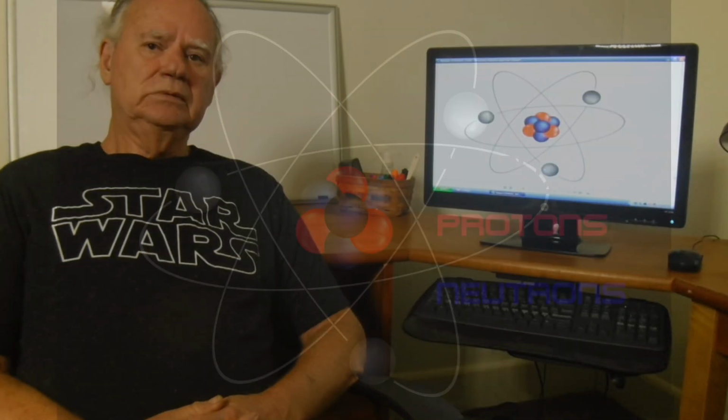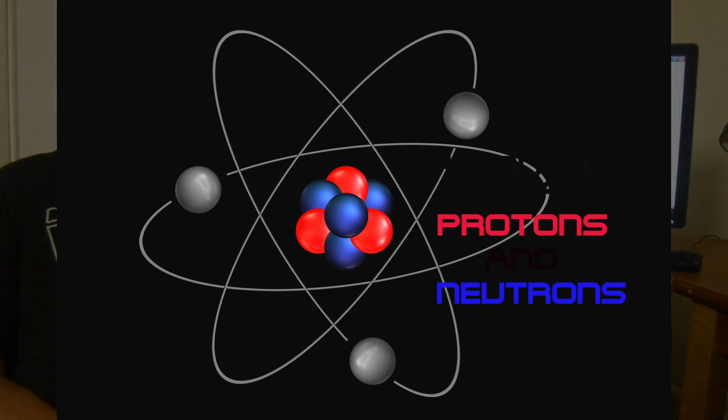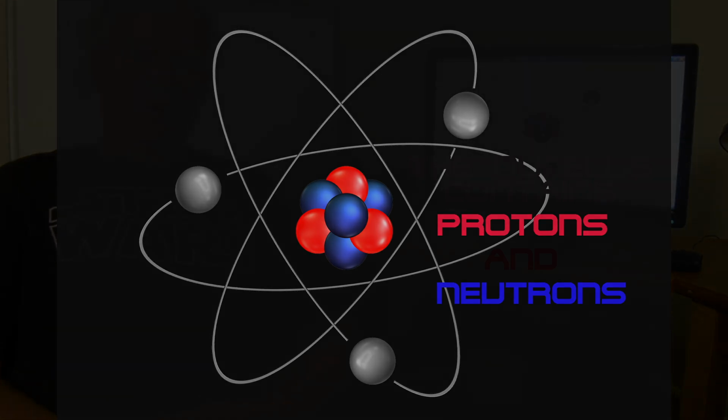Okay, let's talk about the atom. The atom is the basis of everything. You're made of atoms. Everybody else is made of atoms. Everything is made of atoms. And atoms have three basic parts.